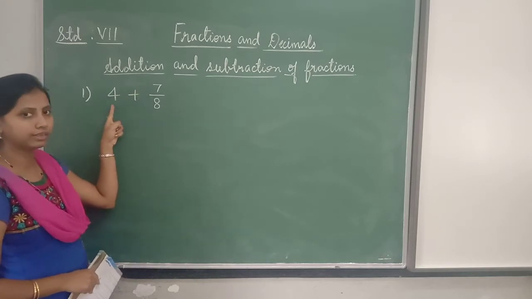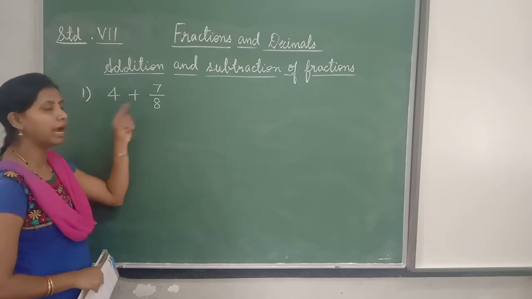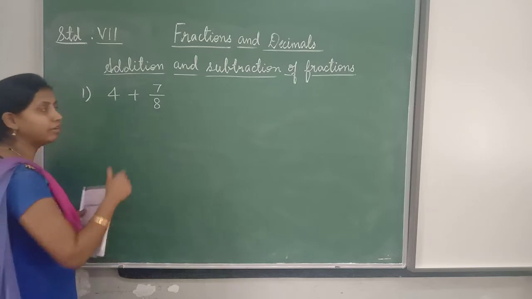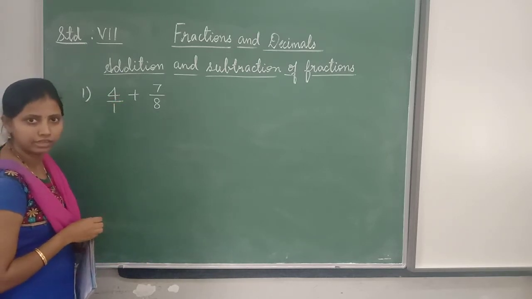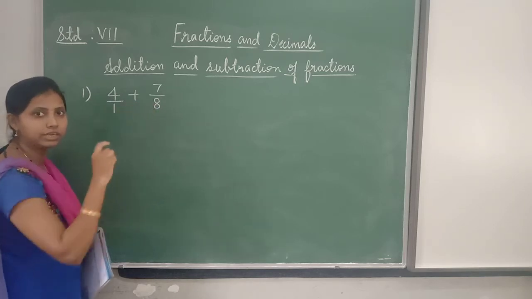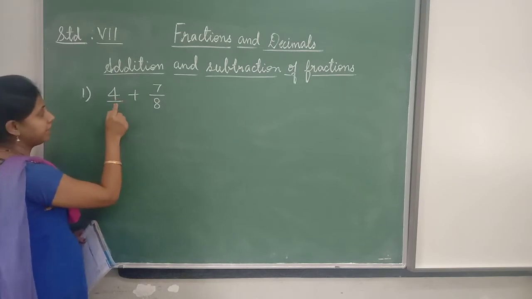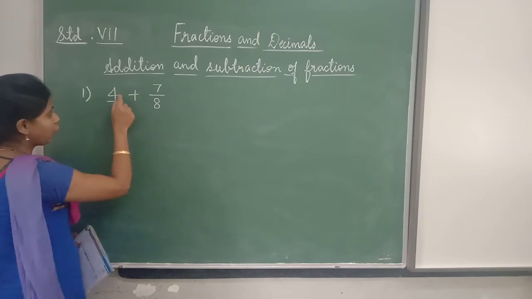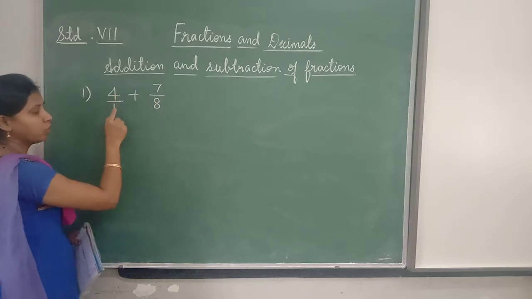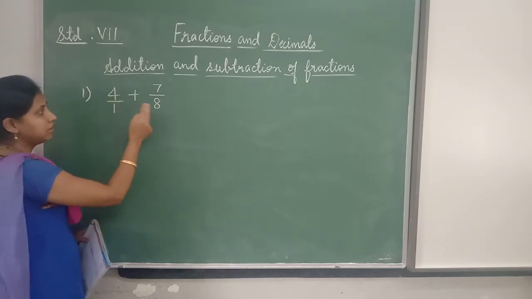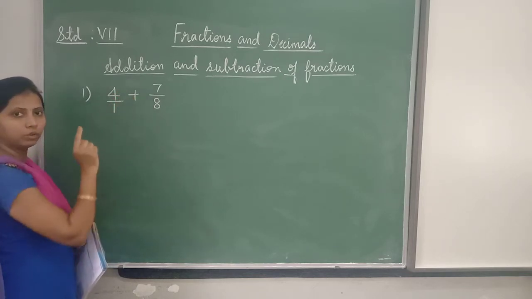So 4 here is a whole number and 7 upon 8 is a fraction. So how will you add these two? Whenever you have a whole number, children, you can write this as upon 1, because if both are in fraction form, it is easy for us to add them. So it is 4 upon 1 plus 7 upon 8. 4 upon 1 is nothing but 4 itself, but both should become in the form of fraction, numerator and denominator, so I have written upon 1 here.